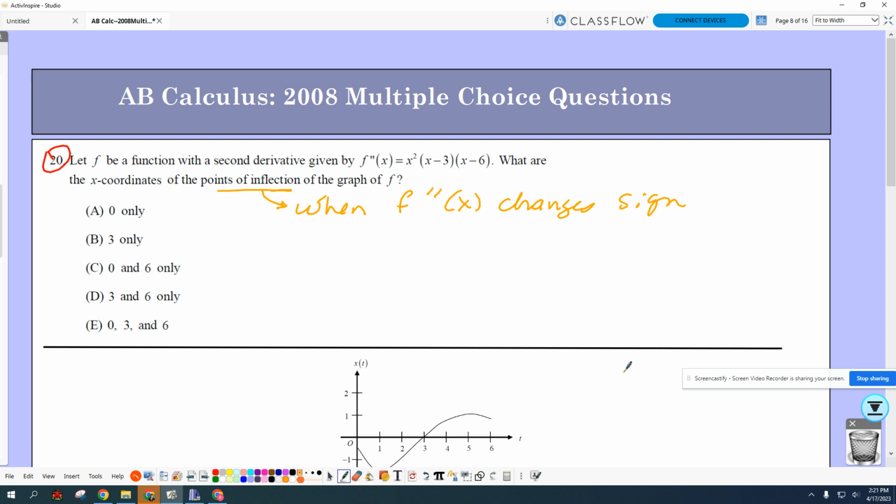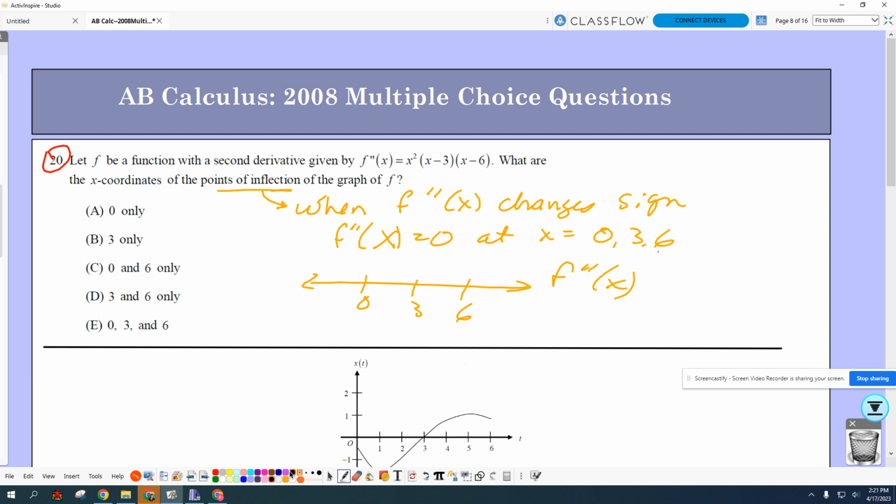Sydney, what are the zeros for f double prime? Do I have to factor or is it done for me? Okay, so when is it 0? When x equals 0, 3, and 6. Okay, 0, 3, and 6. So make a number line and name it: 0, 3, 6. Logan, how do I fill out the number line?